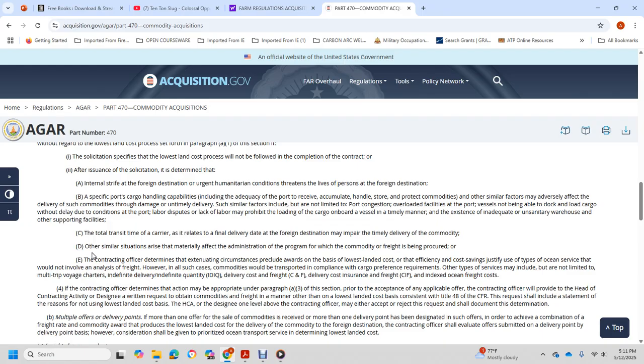Other types of services may include, but are not limited to, the multi-trip voyage charter with identified delivery and identified quantity, with the delivery cost for the freight, and the delivery cost and insurance, freight, and indexed ocean freight cost.